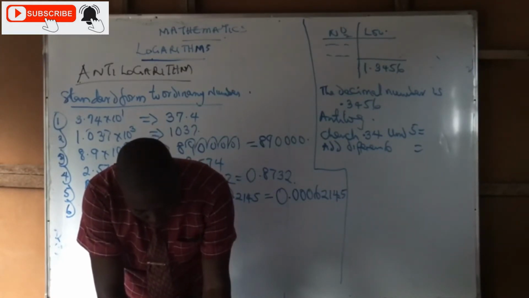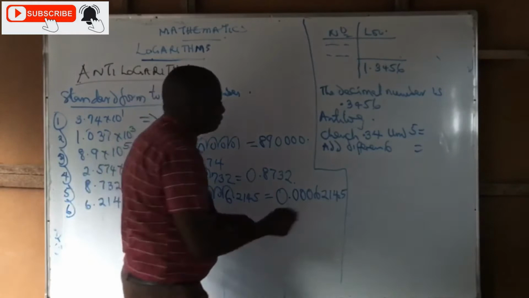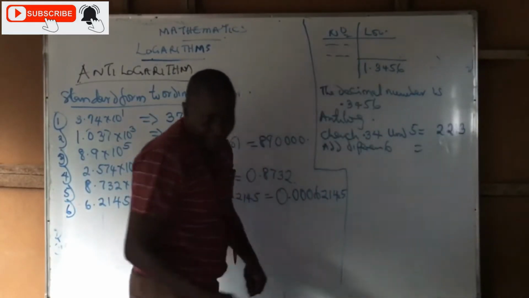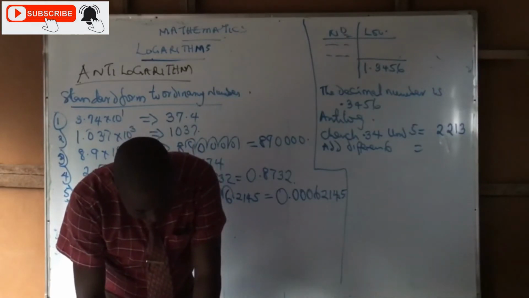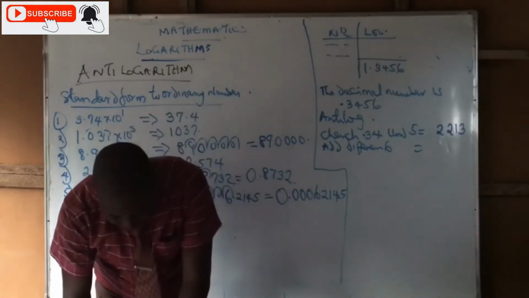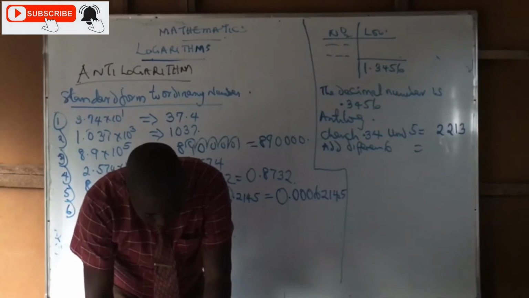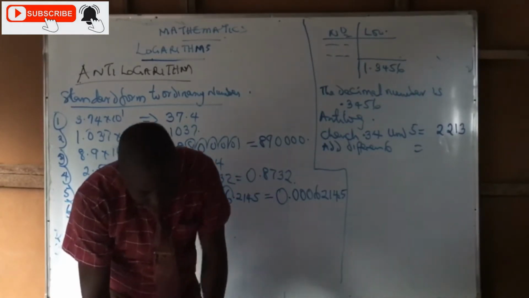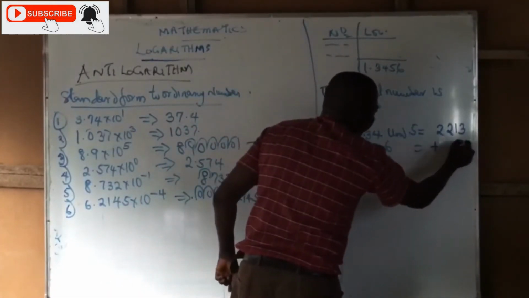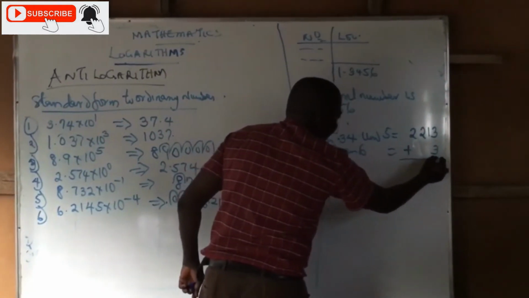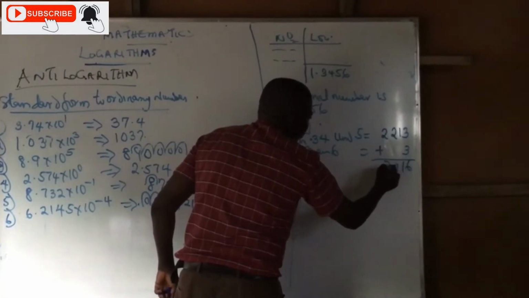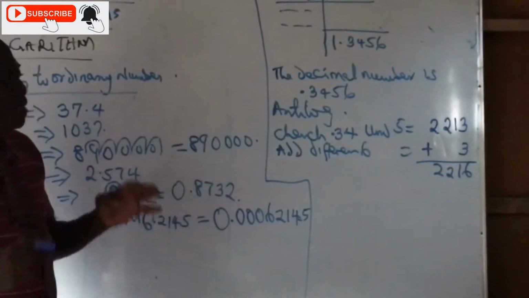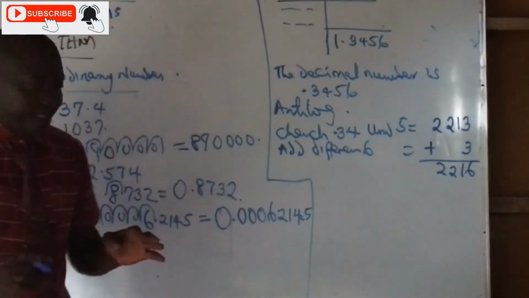That is 2213. Add the difference 6. Under that one, the difference 6 is 3. We add 3 plus 3. So we now have 2216. After checking this, where will our point be?